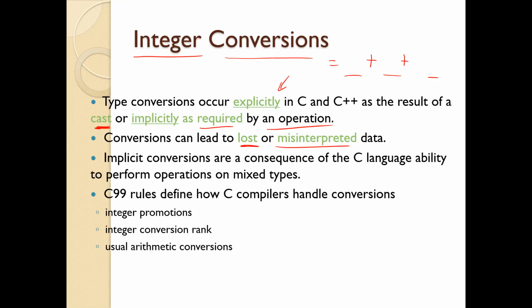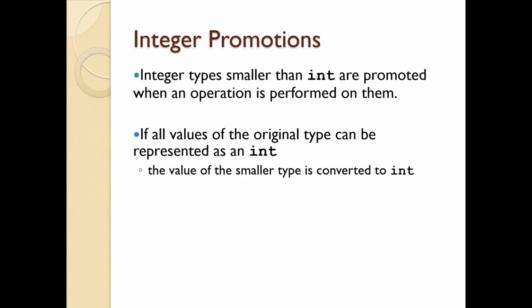Implicit conversions are a consequence of the C language's ability to perform operations on mixed data types. Very important. And the rules of the compilers define how the compilers can handle these conversions. And so we end up with things like integer promotions, integer conversion rank, and usual arithmetic conversions. Okay, so we're going to look at some examples of this.